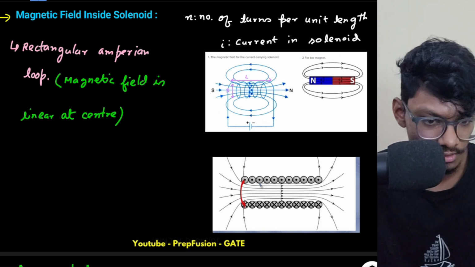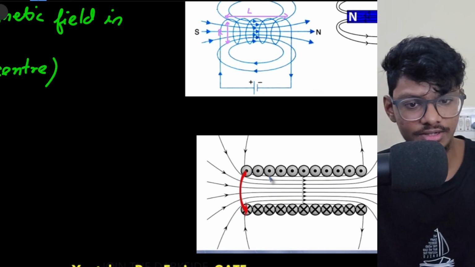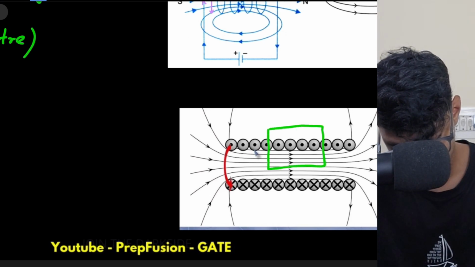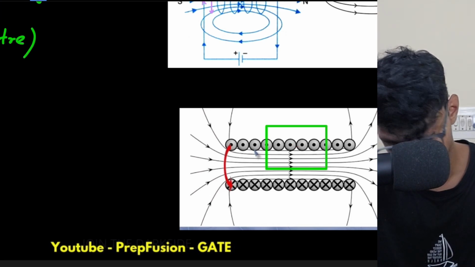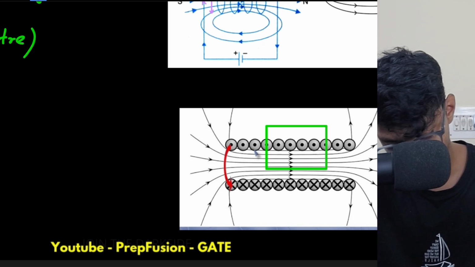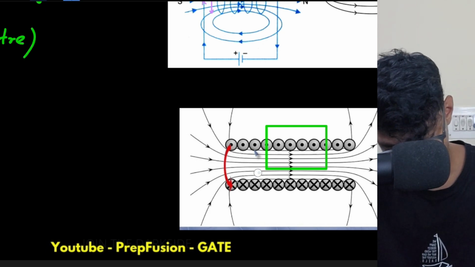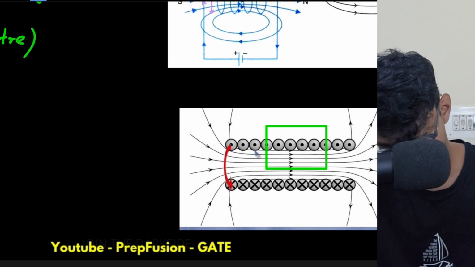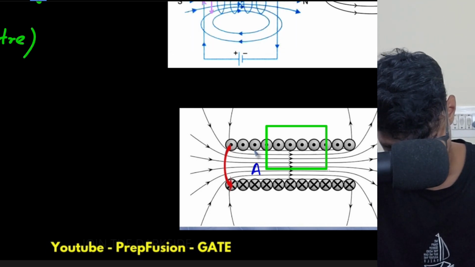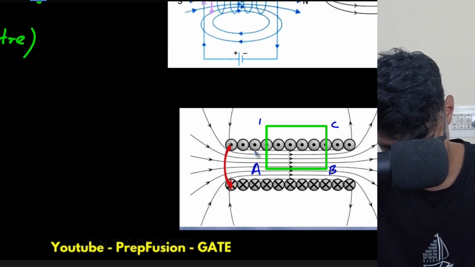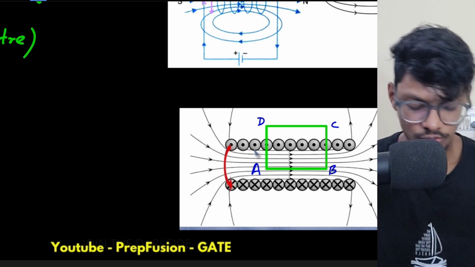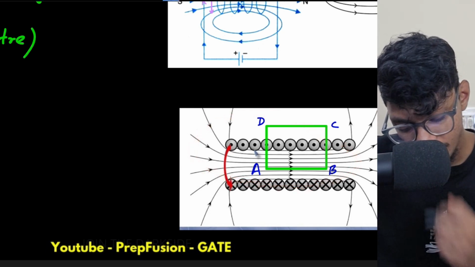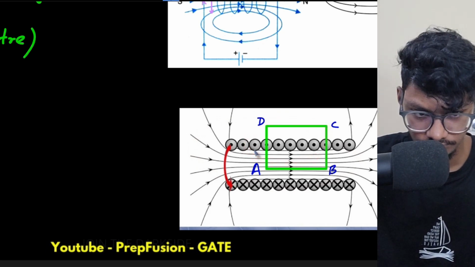So what kind of Amperian loop? I will just choose a square Amperian loop. If I choose a square, not square, sorry, a rectangular Amperian loop here, and mark the points A, B, C, D. These are the 4 points here. So what is the current enclosed here?